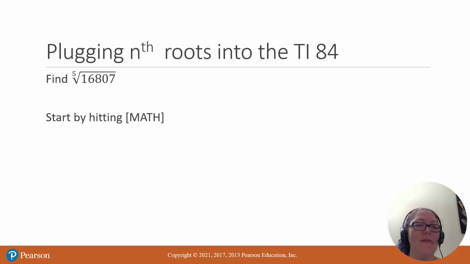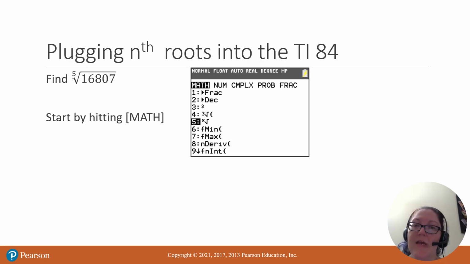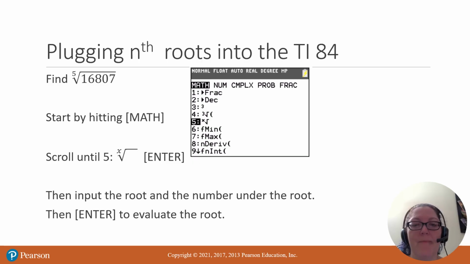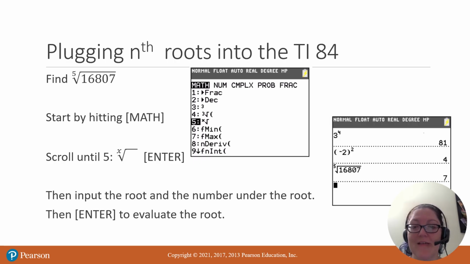When you hit that, that's going to show you this beautiful math menu. It looks something like this. With that math menu, I want you to scroll down and notice that as you scroll down, on number 5 there, it says X root. That's the one I want. So I'm going to hit number 5, and you can have it selected and then just hit enter, or you can type the number 5. Either one will work. Then you're going to input the root and the number under the root and then hit enter to evaluate. It should look something like this. Once you've evaluated it, you just get the number. So my answer here is 7.